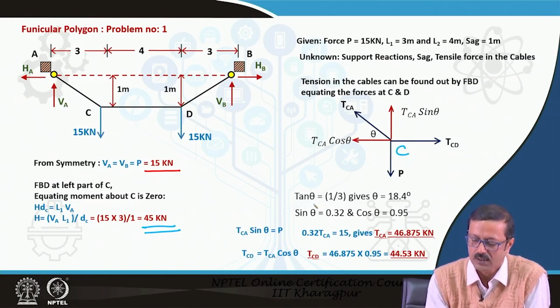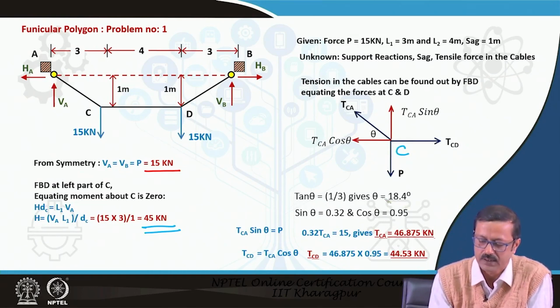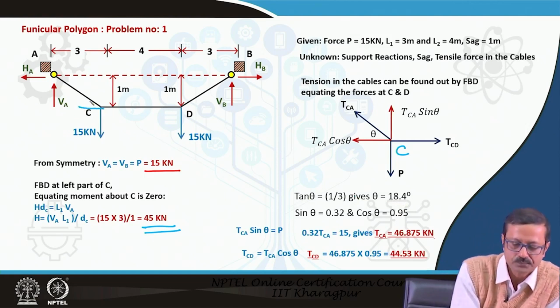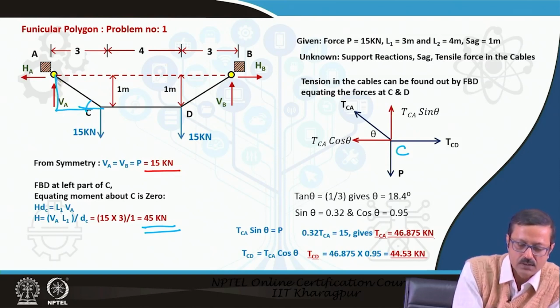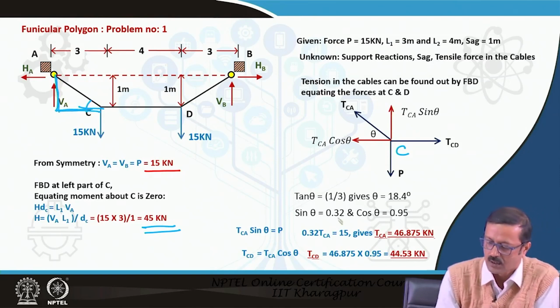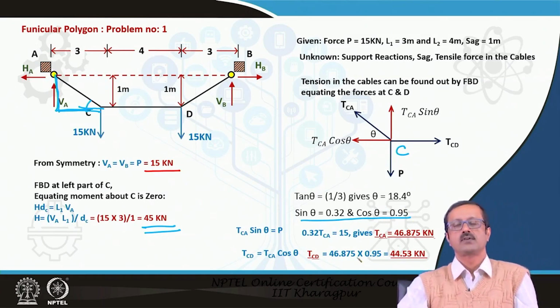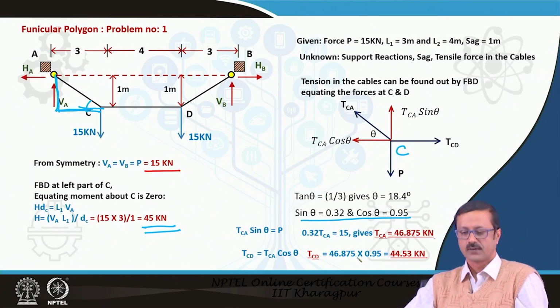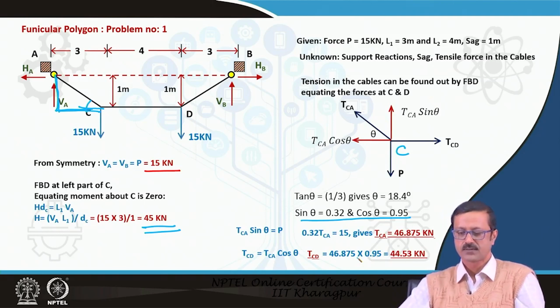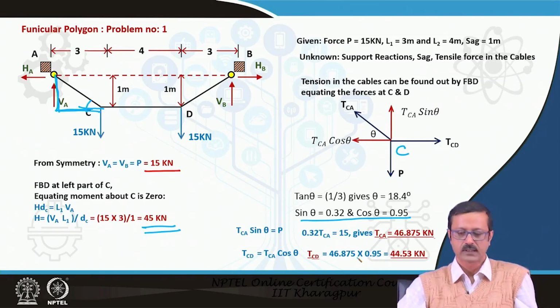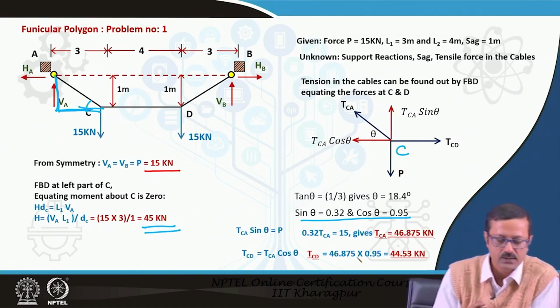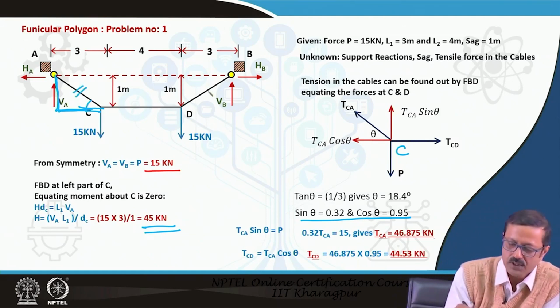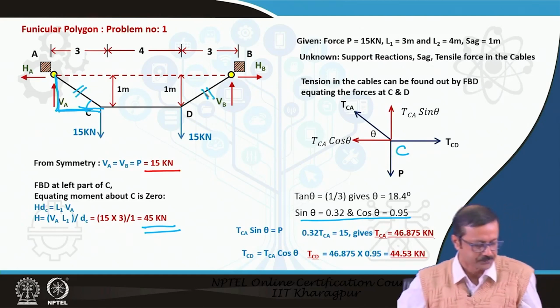I have computed tan theta. Theta is 18.4 degree. Why? Because this angle is theta, this angle is theta, so tan of theta will be 1 by 3. I also find out the corresponding values of sine and cos theta, and with this equation, if I put in the values, I find T C A is 46 and T CD is 44.3. Of course, one thing is very important: the tension in this must be equal to the tension in this because of the symmetry.